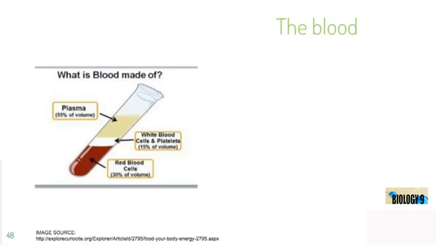The blood. What is it made up of? Well, it's mostly made out of this stuff called plasma. It's this yellow, straw-coloured liquid. You've got white blood cells, which we're going to go into quite a bit more detail about in the next unit, and red blood cells, which we've already talked about quite a bit.